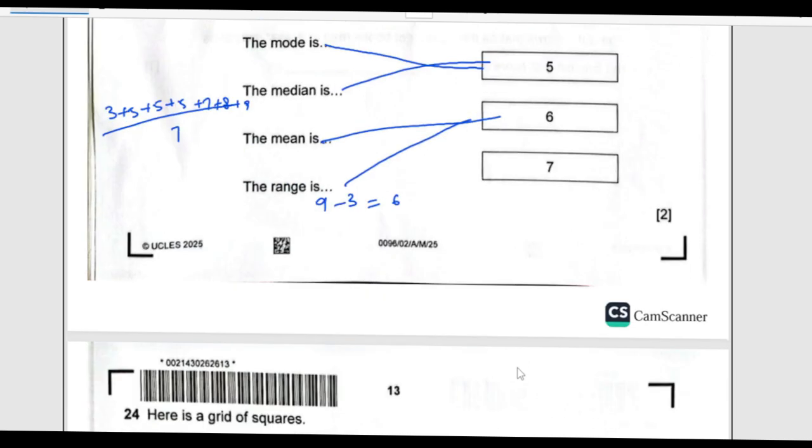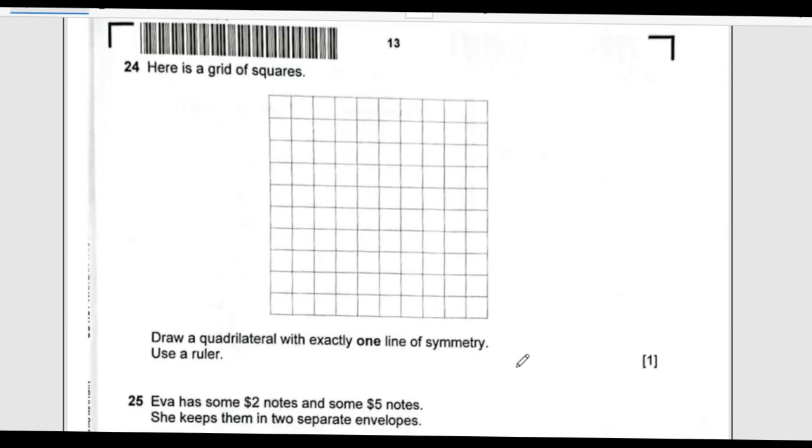So, that is it. And then let us see number 24 we have here. Here is the grid of squares. If you see, we have a grid of the squares here. Draw a quadrilateral with exactly one line of symmetry. So, we can just draw a trapezium actually, that gives exactly one line of symmetry. If I draw like this, so it has one line of symmetry in the middle here.